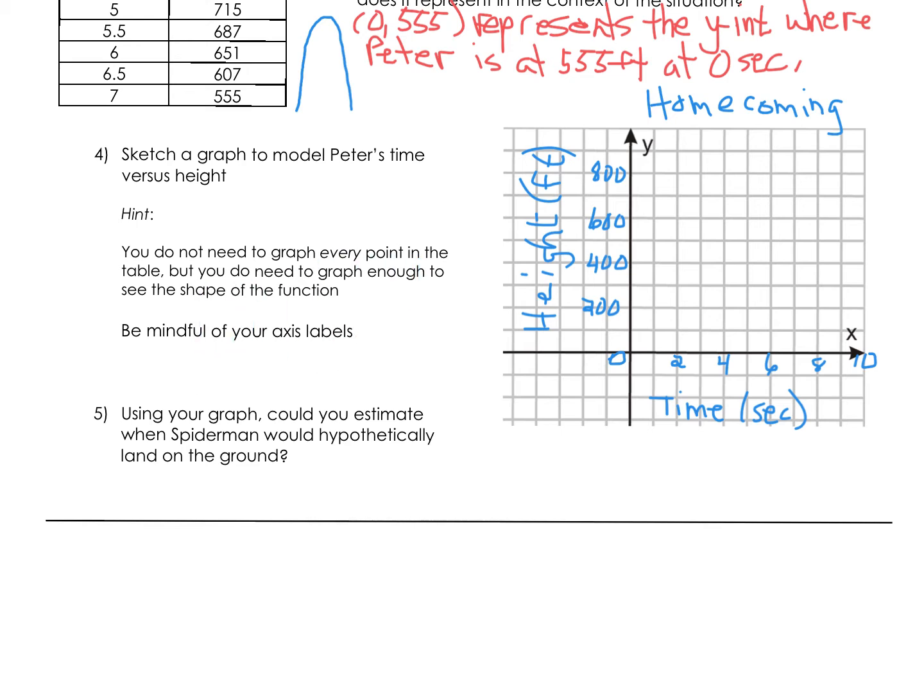So I think I'm going to plot the integer values of x. I'm not going to plot the 0.5s. And I am going to start at 0, 555, and go up to 7, 555. So 0, 555 is right about here. And then 1, 650 would be like here. And then 2, 715 would be like here. And then 3, 747.